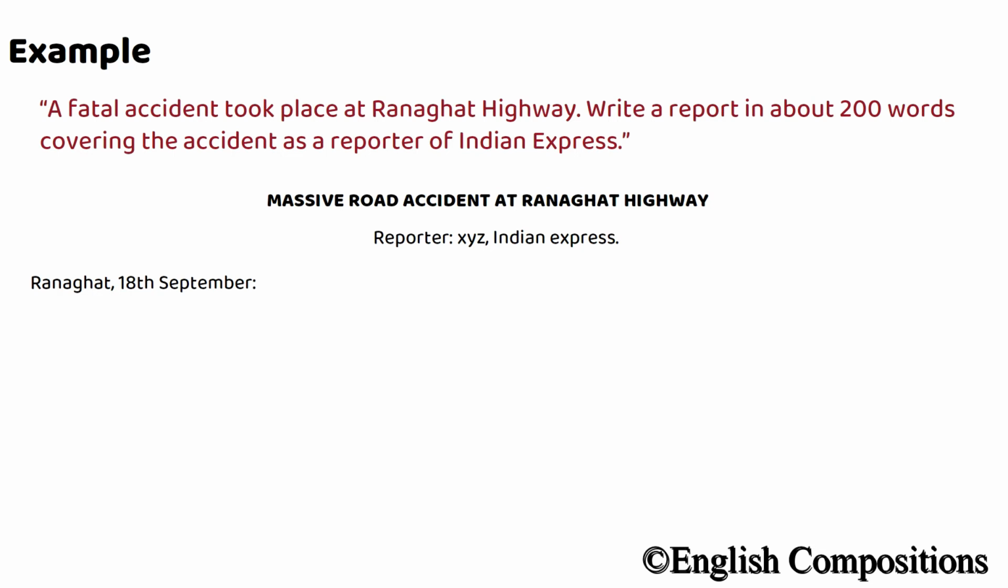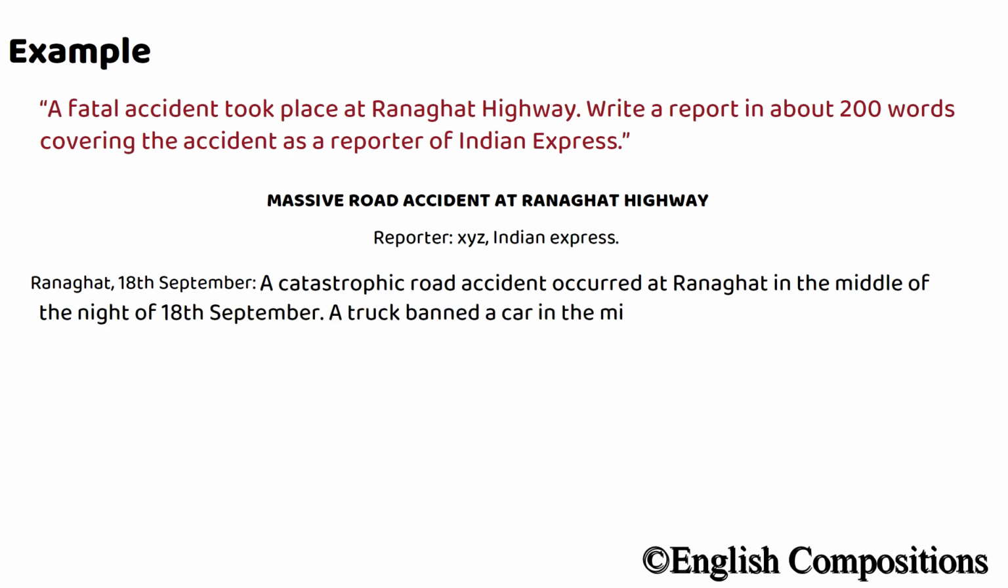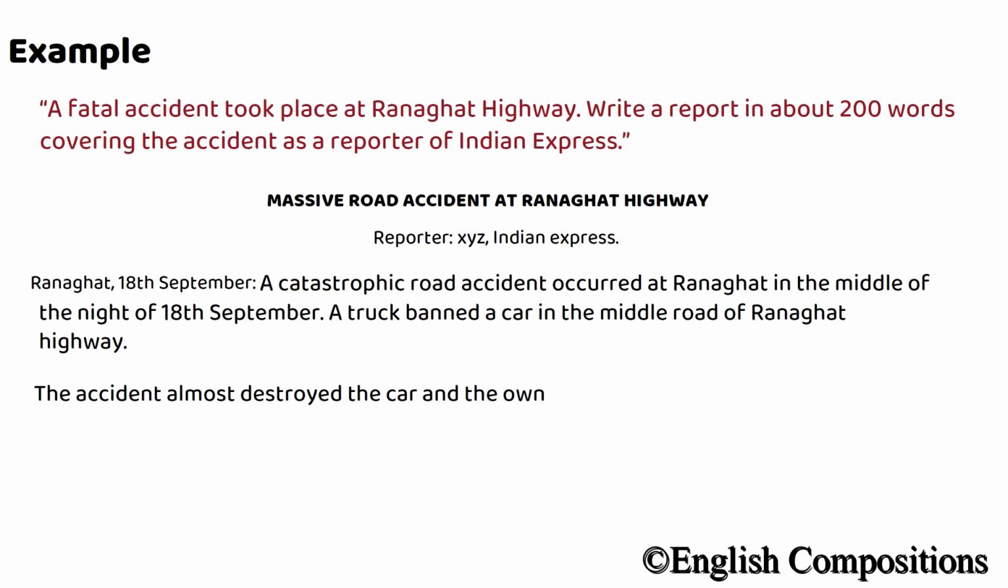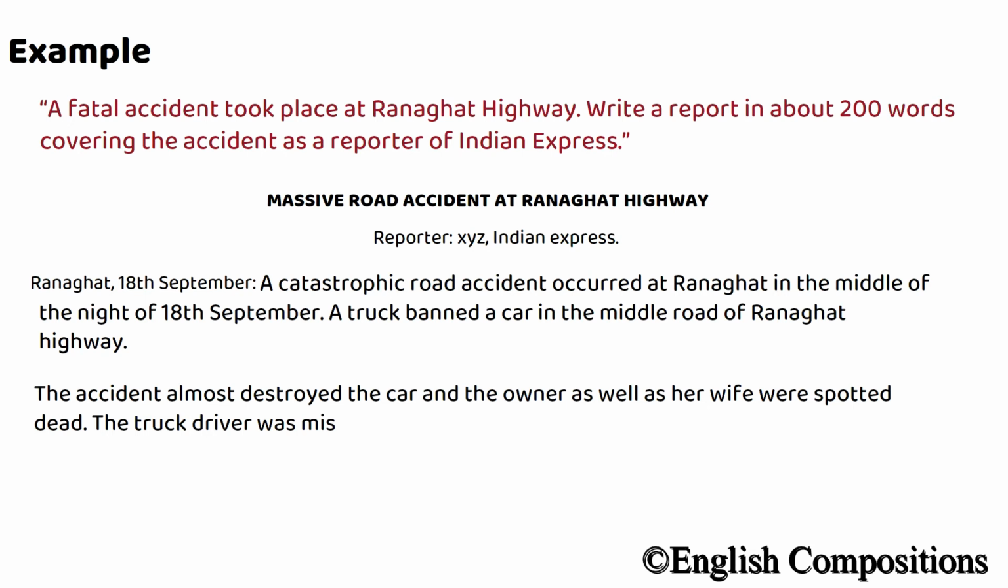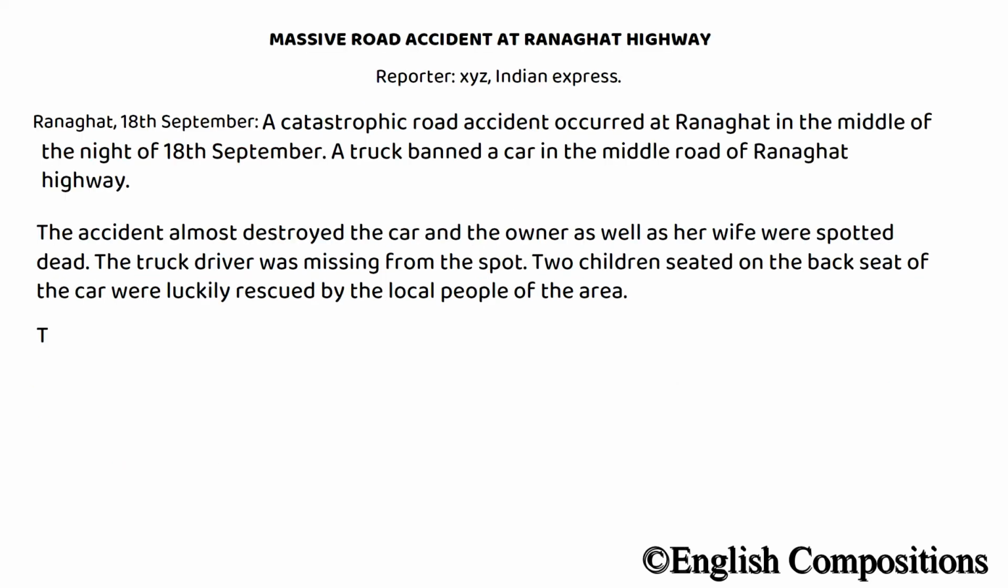Ranaghat, 18 September. A catastrophic road accident occurred at Ranaghat in the middle of the night of 18 September. A truck banged a car in the middle of the road of Ranaghat Highway. The accident almost destroyed the car, and the owner, as well as his wife, were spotted dead. The truck driver was missing from the spot. 2 children seated on the back seat of the car were luckily rescued by some local people of the area. They were taken to the Ranaghat Public Hospital right away.